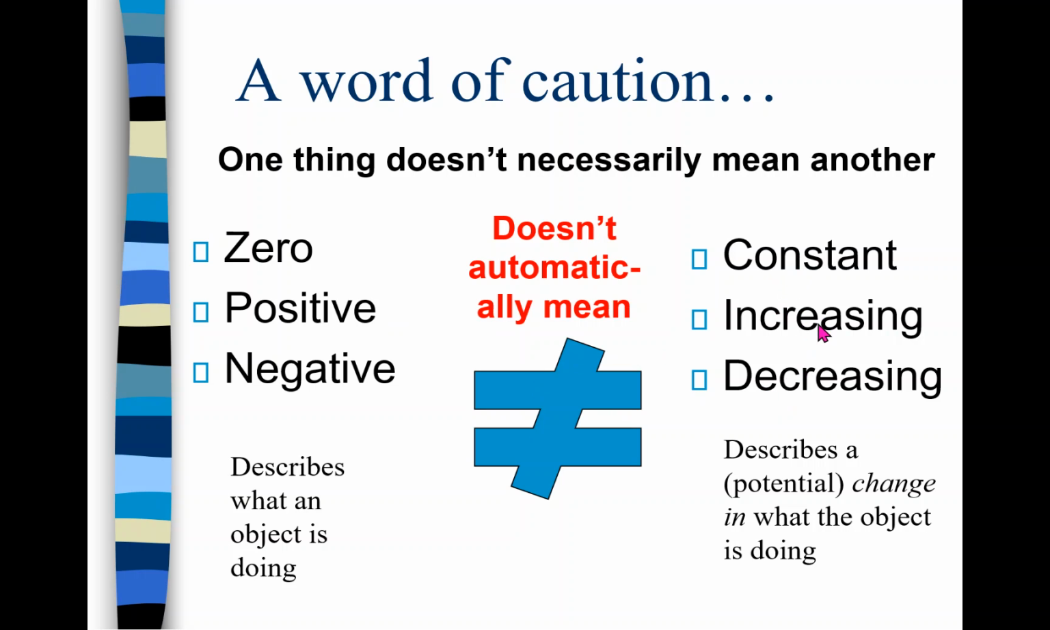Okay, so you choose one from this list and one from this list. This list is kind of describing what the object is doing. This one is describing a potential change. We'll see what that means when we actually get to describing actual graphs. Okay, so to help us with that, we have a guest lecturer.